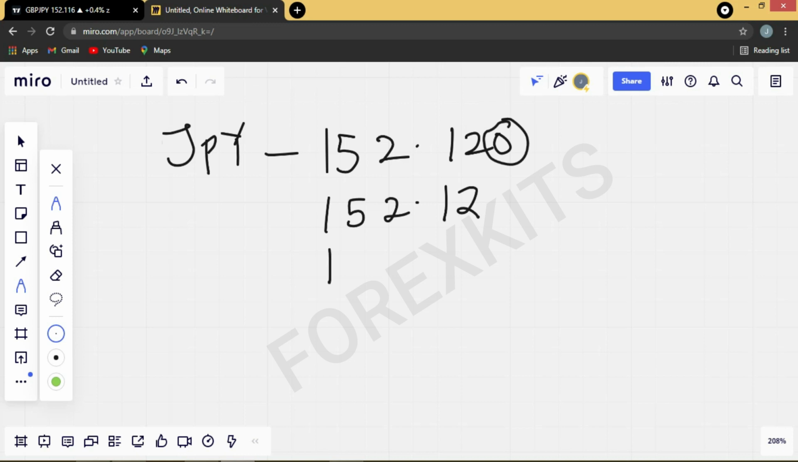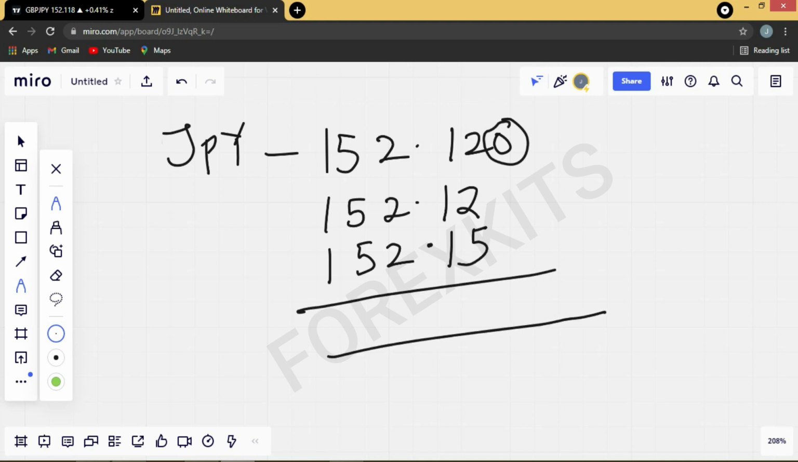What if price moves from 152.12 to 152.15? What's the pip difference between these two values? All you have to do is subtract the initial value that you have, because this is an incremental change, a positive change. So we'll do the calculation here: 15 minus 12. What do we have? 3. So it's a 3 pip difference.